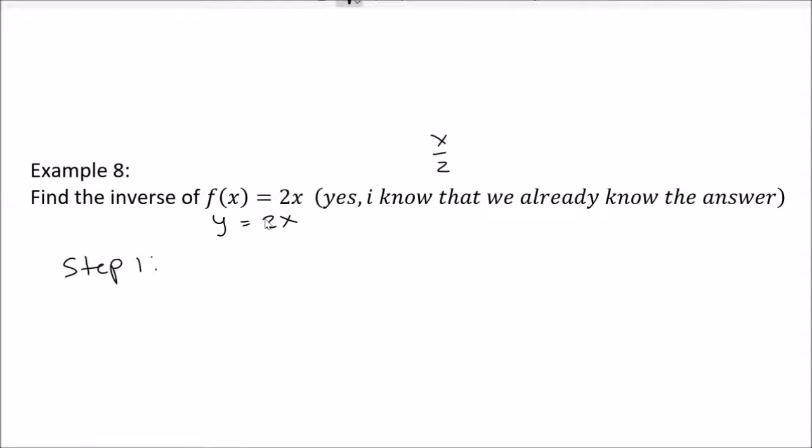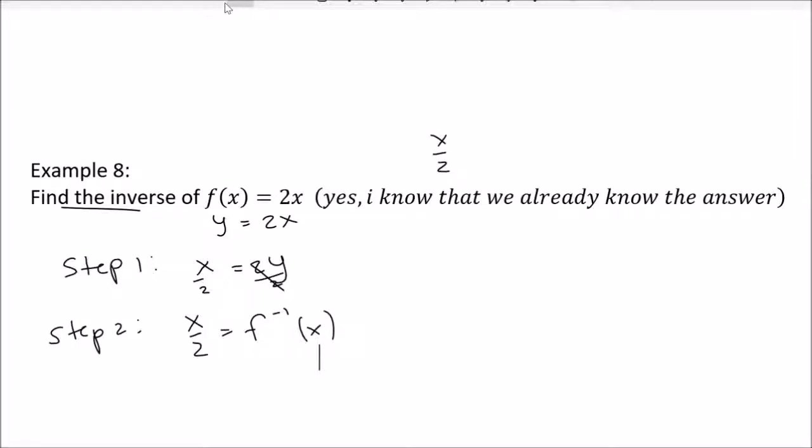Y equals 2x. And then when we say swap x and y, what we mean is anytime you see the letter y, please instead put an x. And anytime you see an x, please instead put a y. Step 2, solve for y. We're going to divide out the 2 so we get y by itself. So I get x over 2, and then I'm not actually going to write y because we were asked to find the inverse, so I'm going to use inverse notation to demonstrate that I'm done. So f inverse of x. And y'all, that's all it is. Okay, not horrible, right? Let's do another one.